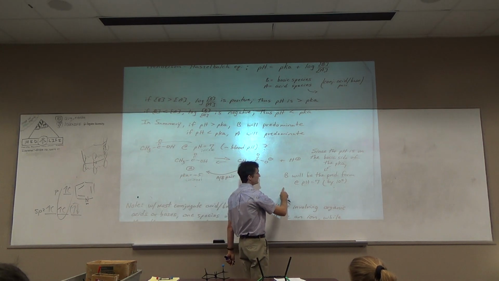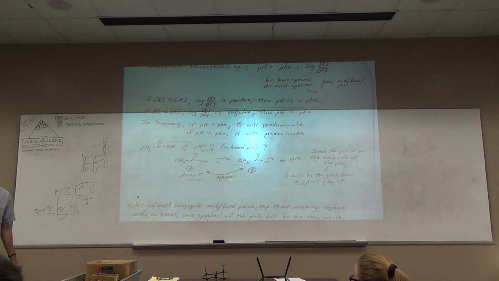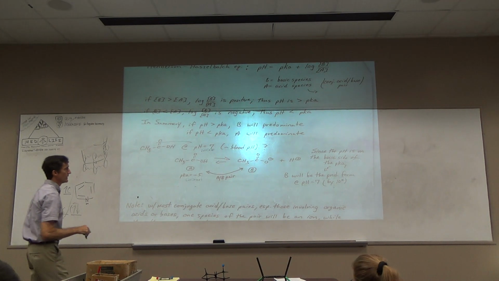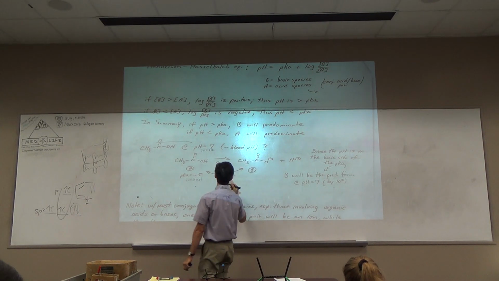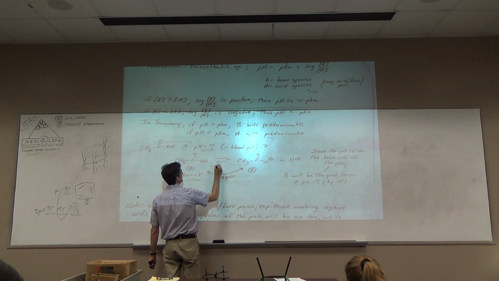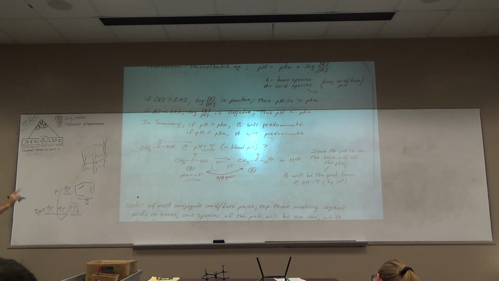B will predominate. By how much will it predominate? Well, again, it's the difference in your two log numbers. 5 and 7, the difference is 2. 10 to the 2 is what? 100. So at pH of 7, it's going to be 100 to 1, or I'll do this, 1 to 100. There's your ratio. The B form, the acetate ion, predominates. That form predominates at pH 7.